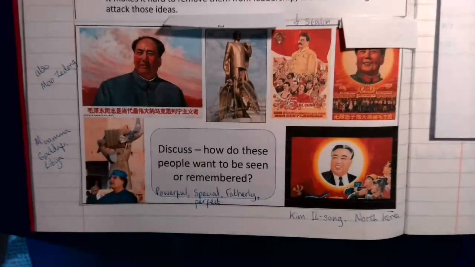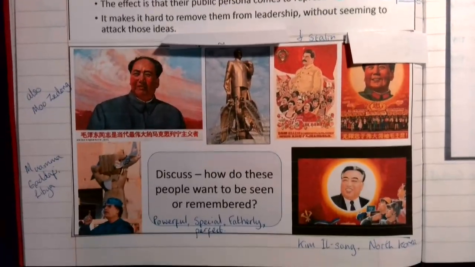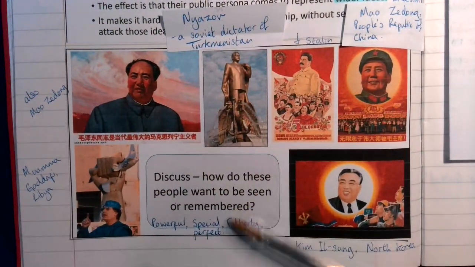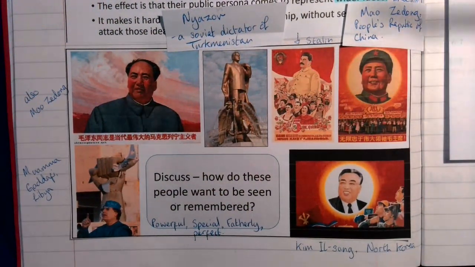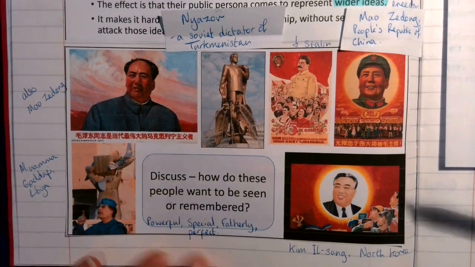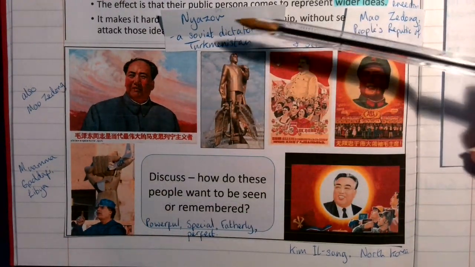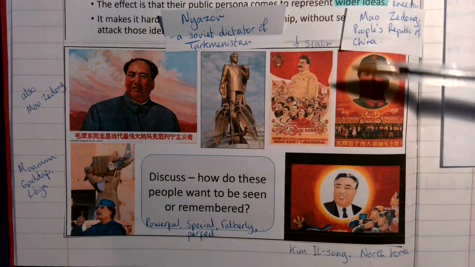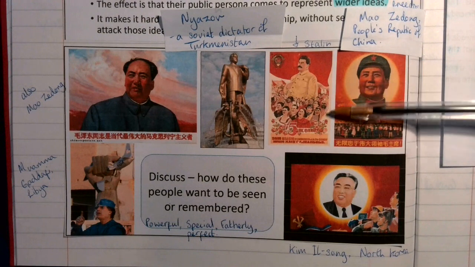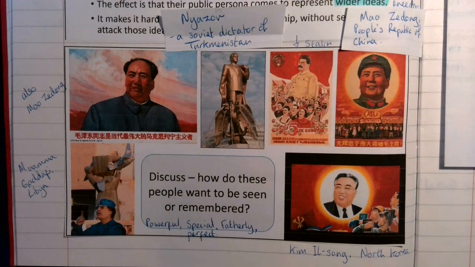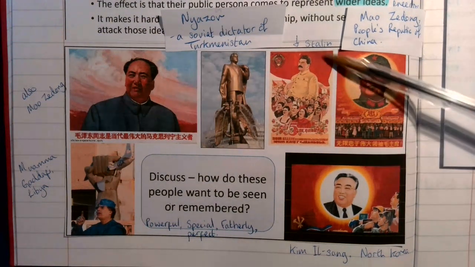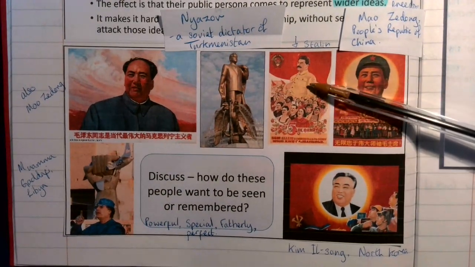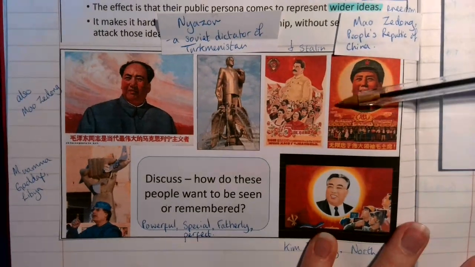Okay, and let's have a look at these images. And if you've got someone there with you, you can have a little discussion. I'm going to talk to you now about how these people want to be seen or remembered. Now, these are all dictators from the past. So we've got Niyazov, a Soviet dictator in Turkmenistan. This, of course, is Stalin, because lovely, adoring people looking up at him, and he's looking very kind and friendly, wearing very ordinary clothing, very plain, to show he's one of the people.